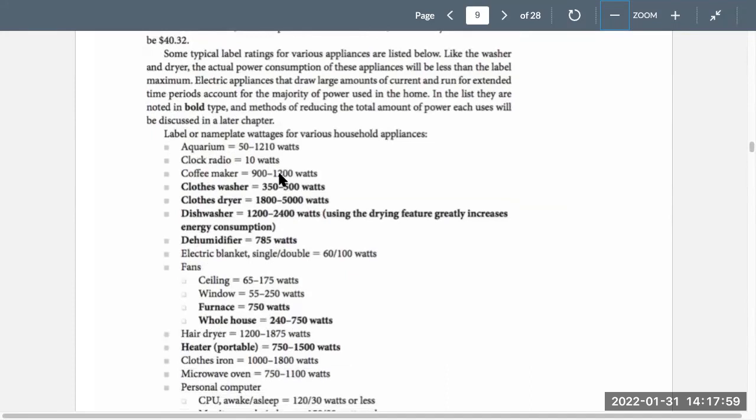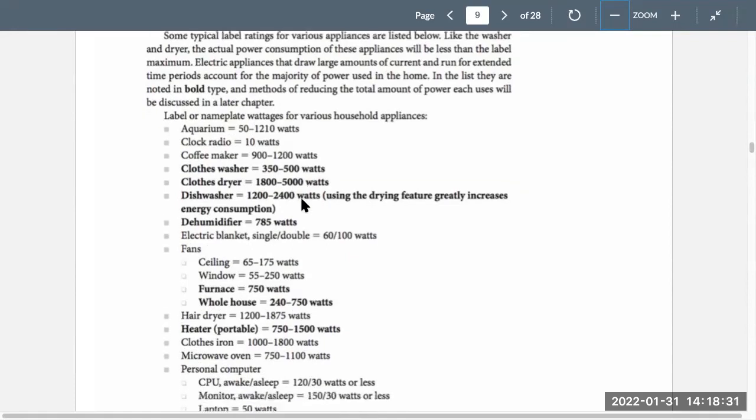Coffee makers pull quite a bit of watts, but how often does it run? Is it running for just an hour a day? Then it might not be that bad. A clothes washer and clothes dryer are going to be running a little bit more often, and they'll have a higher wattage. It just depends on how often you use it, and how many people live in the house versus how many people are washing their clothes.